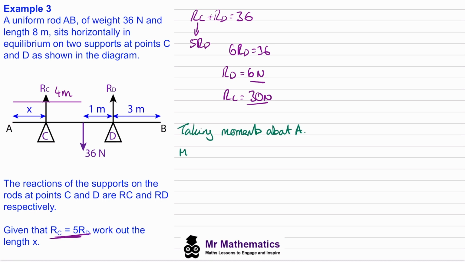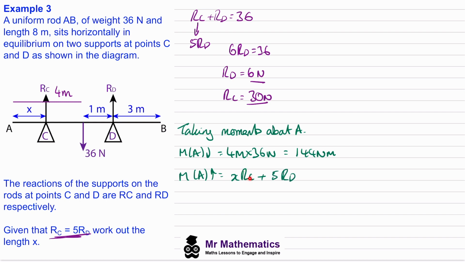So we'll begin with the clockwise moments about A. This will be the 36 newtons, and we know this has a distance of 4 meters from A, so this will be 4 times 36, which gives us 144 newton meters. For the anti-clockwise moments, well, this will be RC and RD. We're told that RC acts at a distance of x, so this will be x times RC plus RD, which is a distance of 5 meters from A, so this will be 5RD.